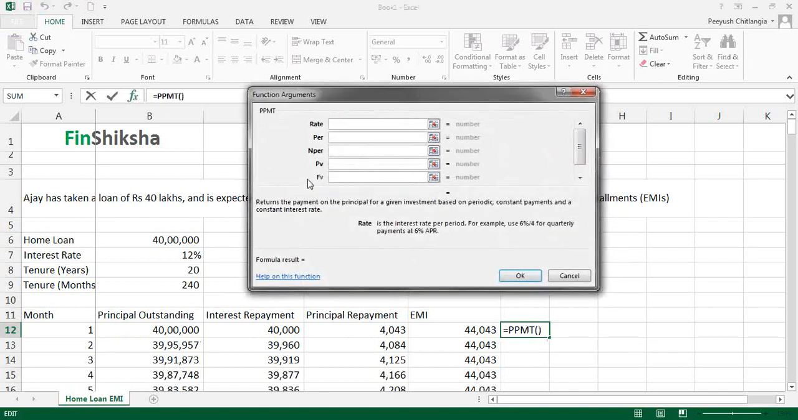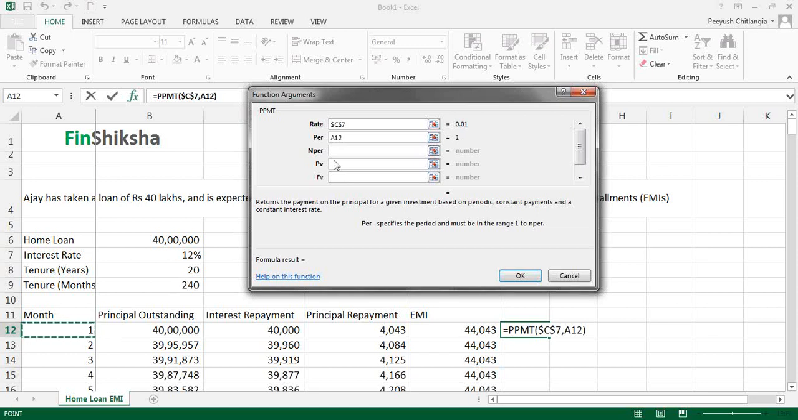Let's look at the function arguments. We have the rate, which is 1%. I have to freeze this. Now there is another argument called period. This is what is the period in which the payment is happening. The function needs to know whether it is the first month, the second month, the third month, the fourth month, where, right? This period is going to be the month in which you are going to make the payment, correct?